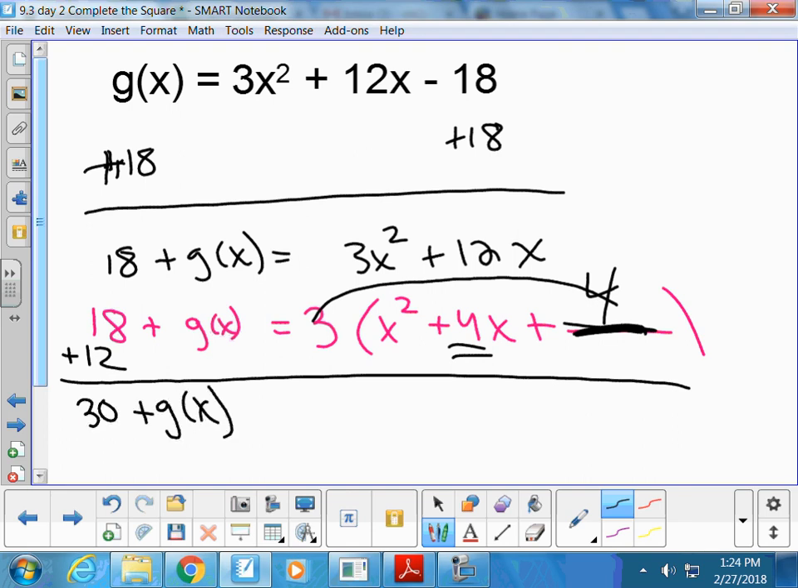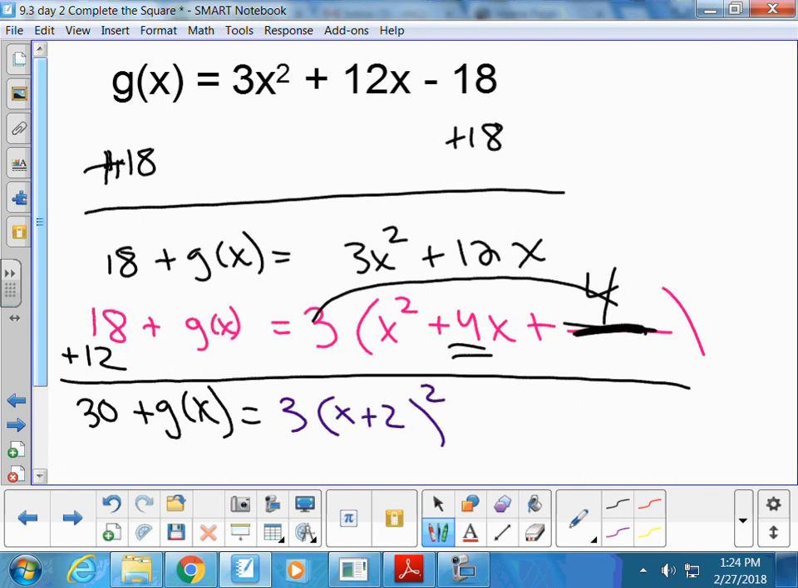And now we can go ahead and work on factoring our perfect square trinomial. So what numbers add up to 4 that multiply to 4? That's easy. 2 and 2, right? So we'll write it x plus 2 squared.